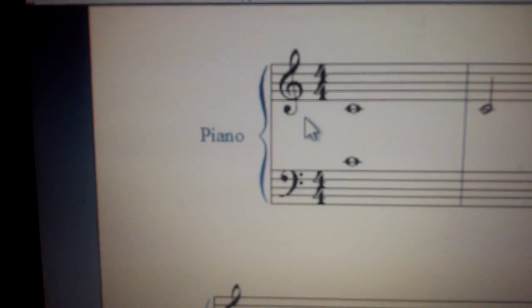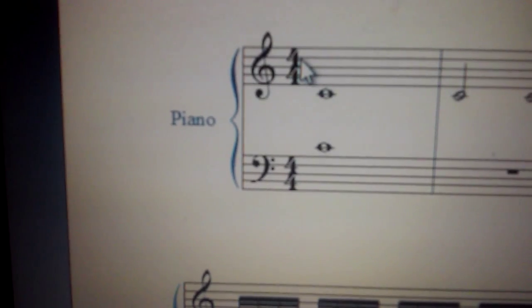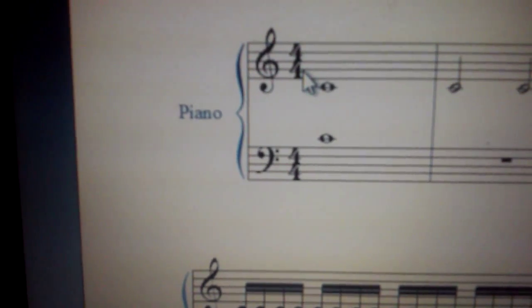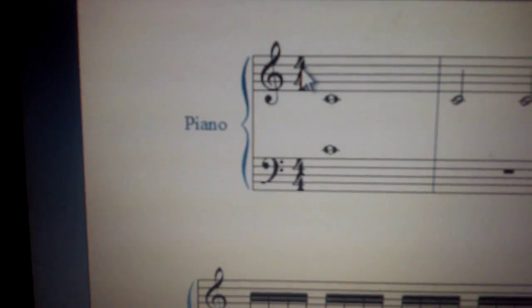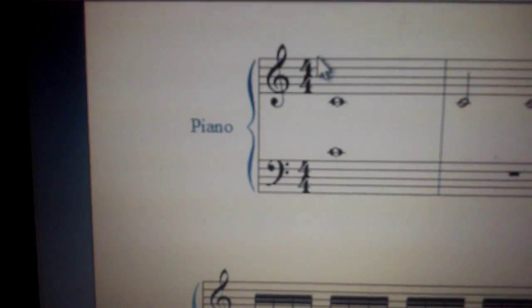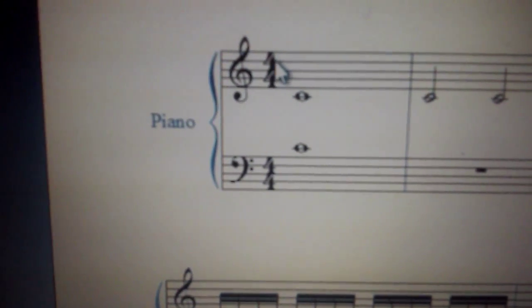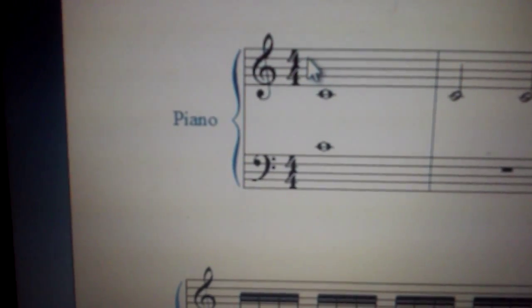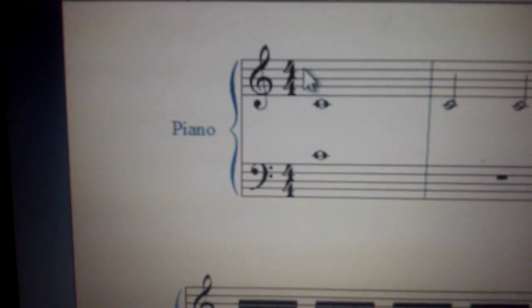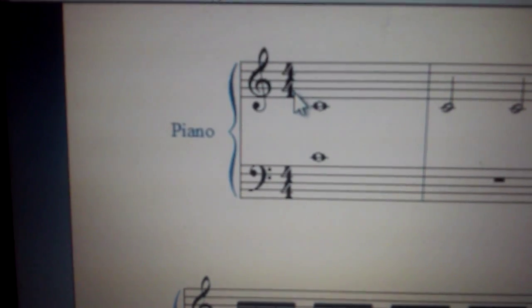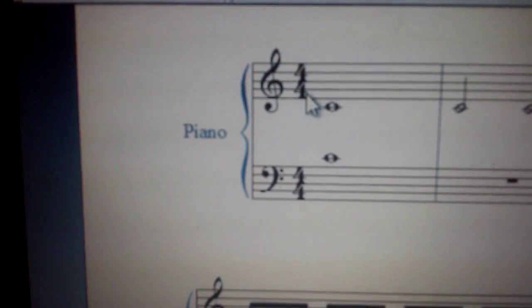The next thing that you see here, you have a 4 on top of a 4. That's called the time signature. The time signature tells you how many beats per measure and what kind of note counts as one beat. So, the top number tells you how many beats are in the measure. How many beats. The bottom number tells you what kind of note counts as one beat.